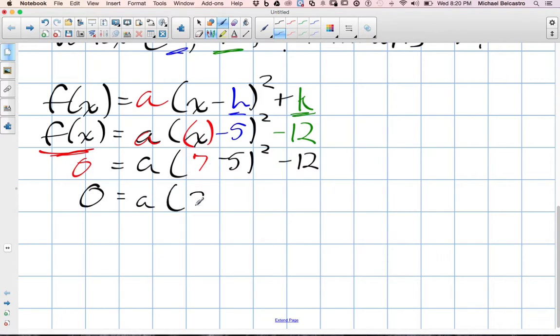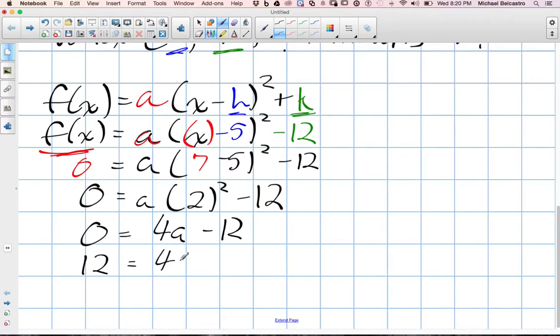This becomes 2 squared minus 12. Okay, 0 is equal to, that becomes 4, and 4 times a is 4a. You're okay with that? Yeah. Okay, so 4a minus 12. So now we isolate a. When I bring 12 to the other side, what will it become? Positive. And positive 12 and 0 is just 12.